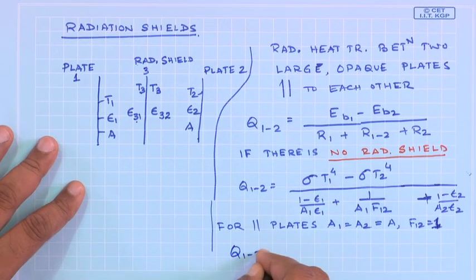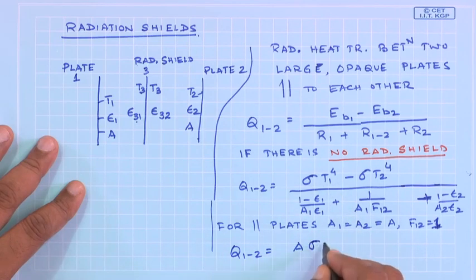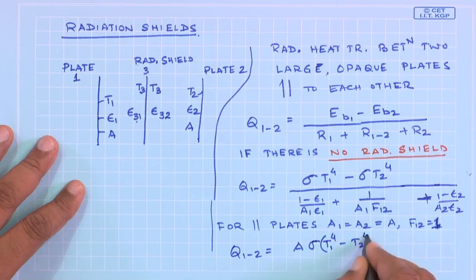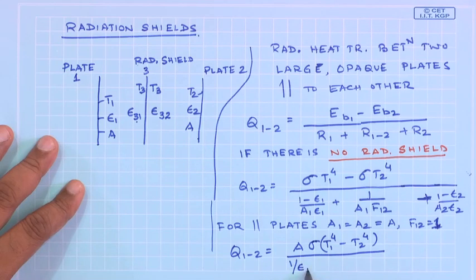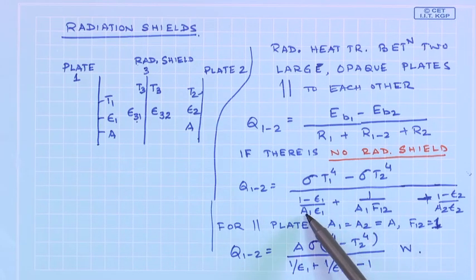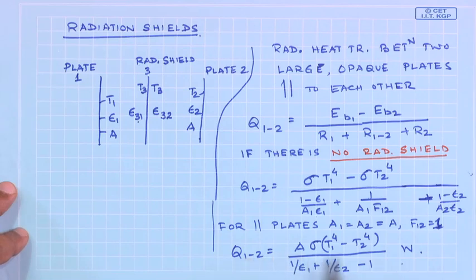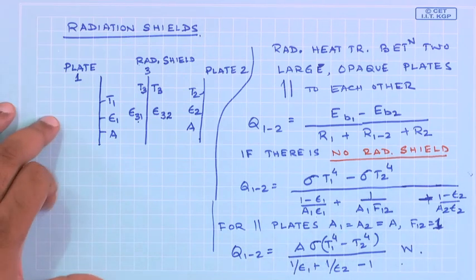So, what you would get Q 1 to 2 would be equal to A sigma T 1 to the power 4 minus T 2 to the power 4, divided by 1 by epsilon 1 plus 1 by epsilon 2 minus 1, this is in watts. Since A 1 and A 2 are the same, I take the A on the numerator. So, the numerator becomes A times sigma T 1 to the power 4 minus T 2 to the power 4, and what I have here is 1 by epsilon 1 minus 1 plus 1 by epsilon 2 minus 1. So, therefore, the denominator becomes 1 by epsilon 1 plus 1 by epsilon 2 minus 1, these many watts. That is the total amount of radiative heat exchange between 1 and 2, but in the absence of a shield.